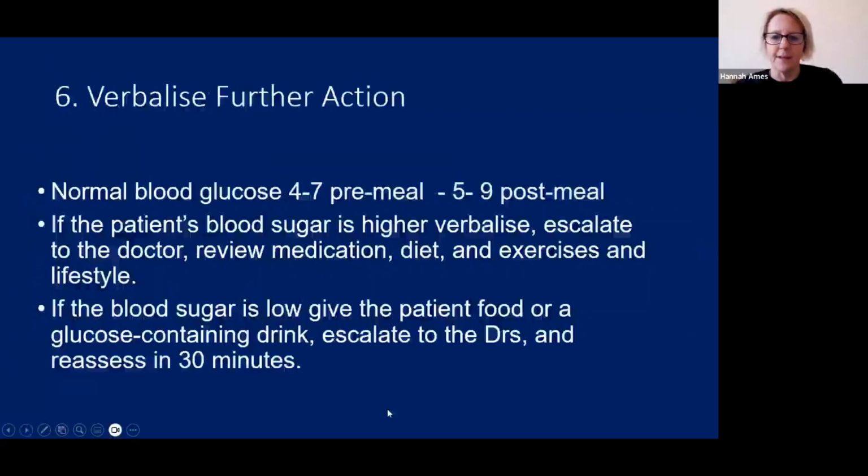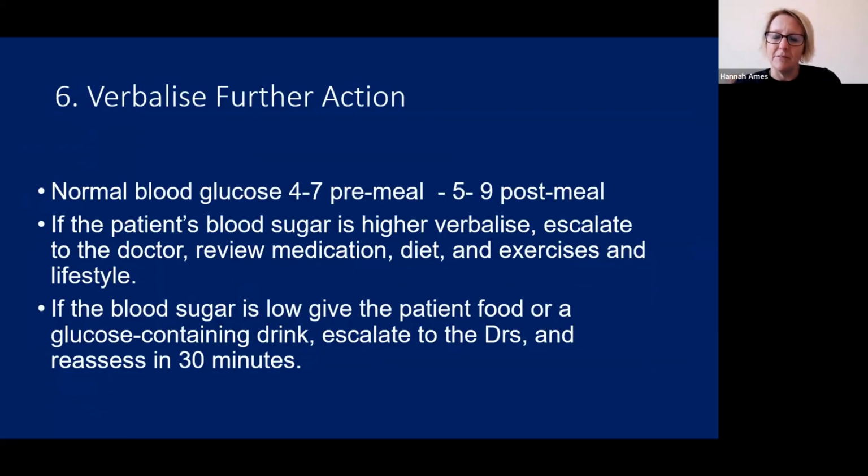So like I said, the NICE guidelines support the 4 to 7 pre-meal and the 5 to 9 post-meal. If your blood sugar is high, like I said, you need to verbalise your actions and further assessments that you do with the patient. So think about asking the patient, is this normal? Is this a recent trend? Are they keeping a blood glucose diary? Are they taking their medication as prescribed? Or are they having any difficulties or side effects from that medication?